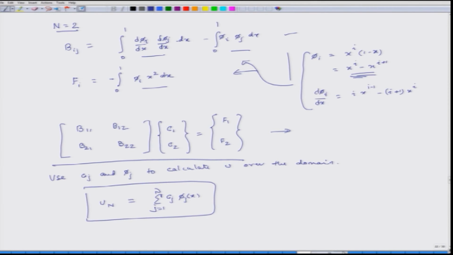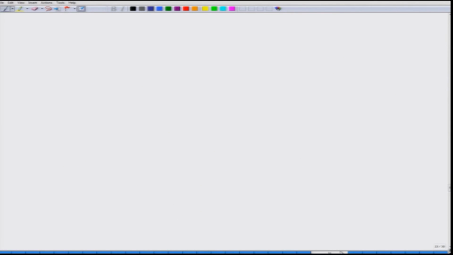We have done some calculations, and it will be worthwhile for you to go back to your homes and see how you get these numbers, that for n equal to 2, the overall equation is this.